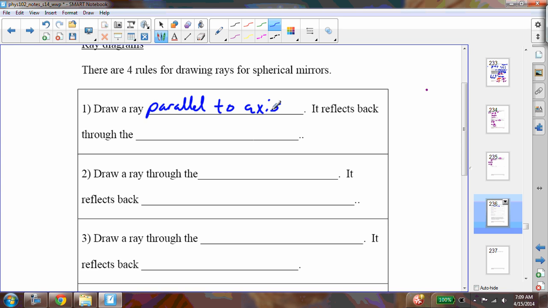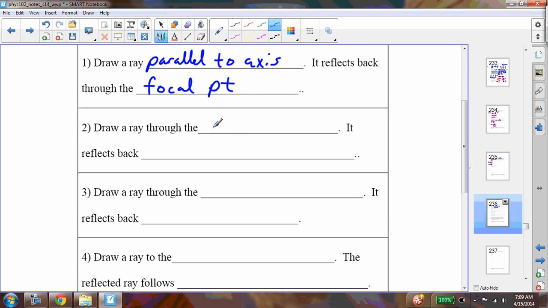And then once you draw that ray, it reflects back through the focal point. Remember, this was our definition actually for focal point. So parallel to the axis and then through the focal point. The next one is you draw a ray through the focal point, sort of like the reverse of number 1, and then it reflects back parallel to the axis.